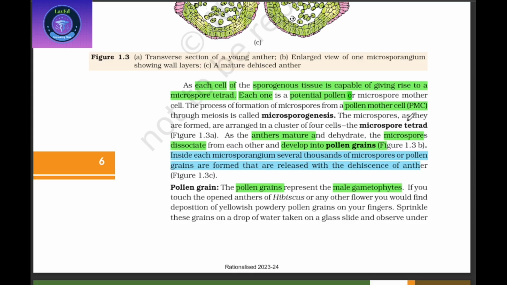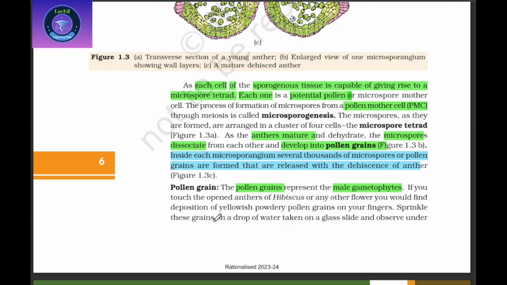Earlier I told you anther young, anther develops, now the anther matures. As the anther matures and dehydrates, the microspores dissociate from each other, developing into pollen grains. Simple. It is trying to convey that pollen sacs develop, resulting in pollen grains. The NCERT tries to confuse in as many ways as possible, but make it very simple. Try to decode every line, and it will be very, very easy. I can guarantee you that. Now let's go ahead.